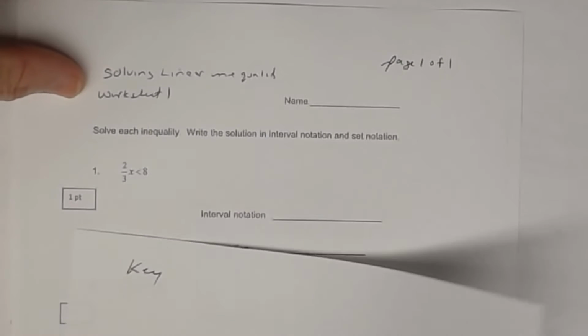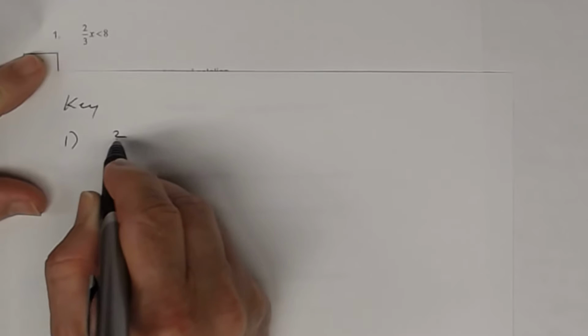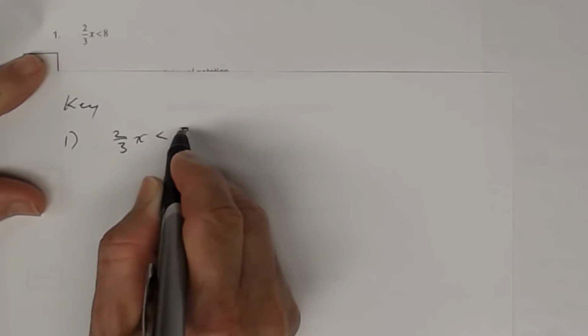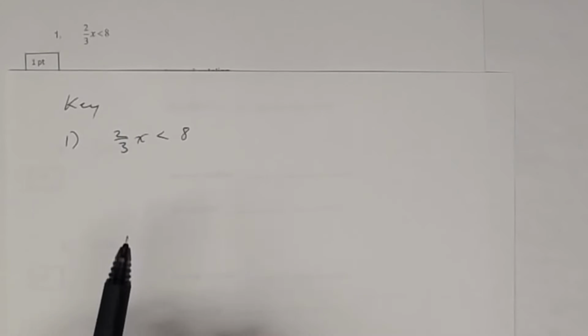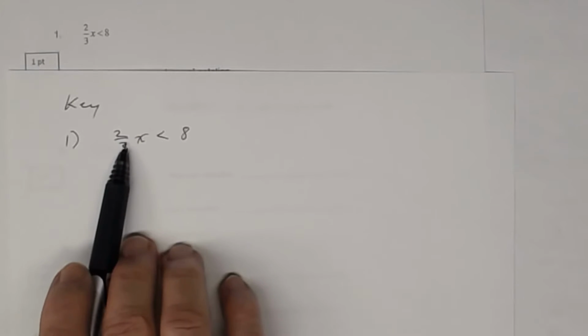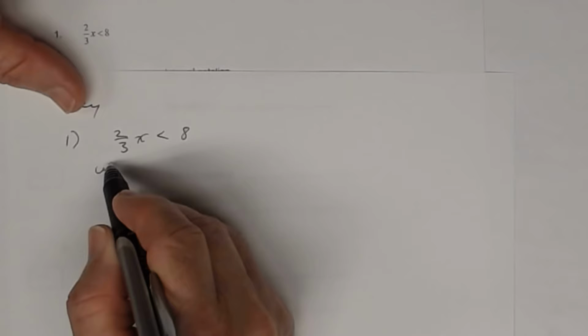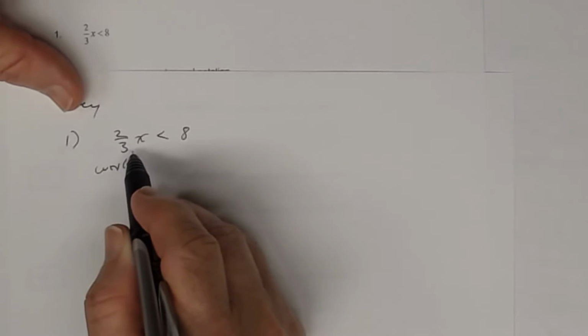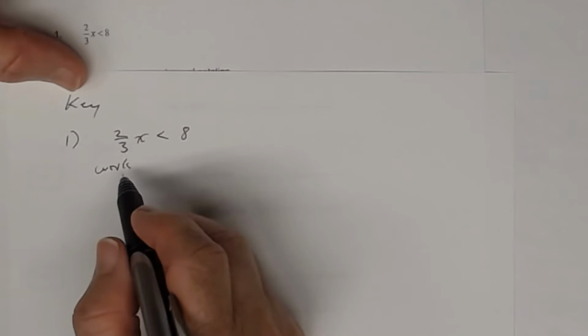So I'm going to go ahead and write number 1 here. So number 1, we have 2/3 x is less than 8. All right, so I'm trying to get x by itself, right? So right now, I'm multiplying by 2/3. And the opposite of multiplying by 2/3 is to divide by 2/3.